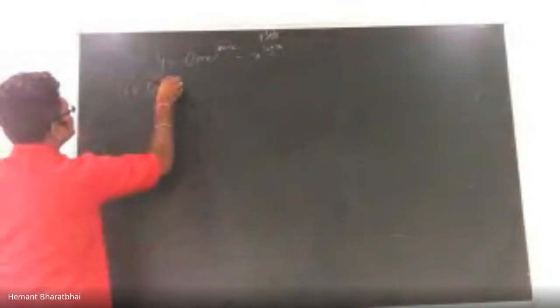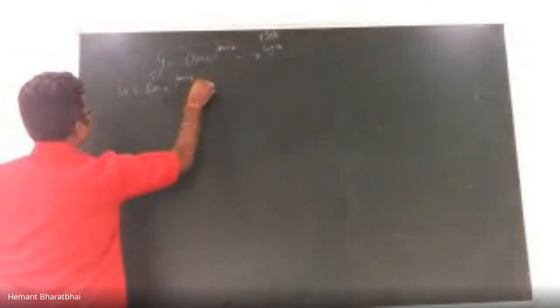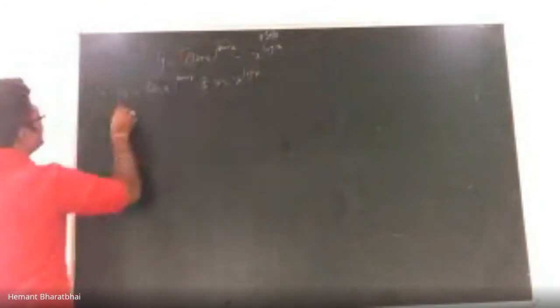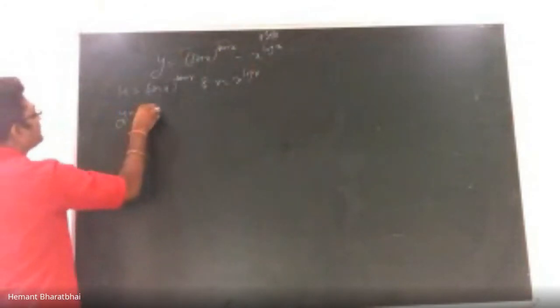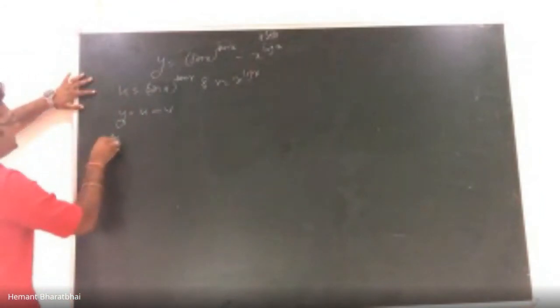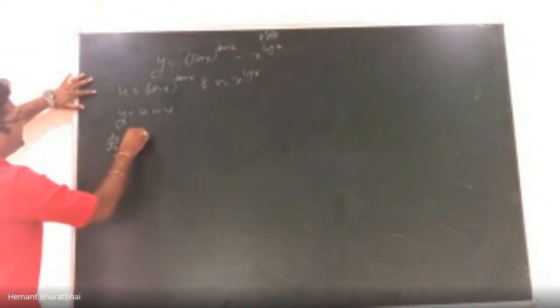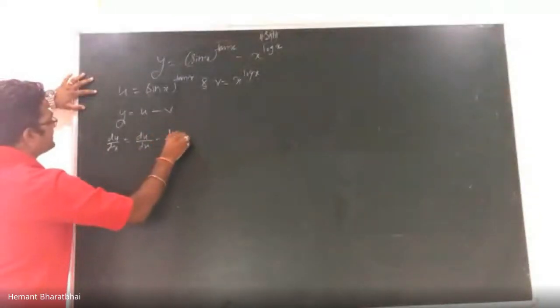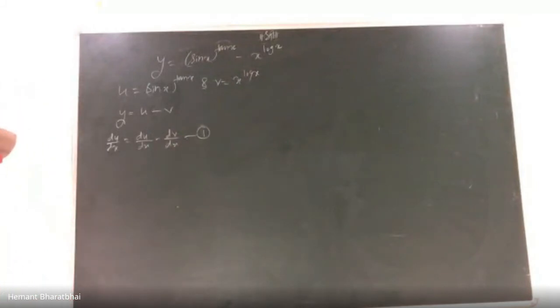So like last time, let u equal sin x raised to tan x and let v equal x raised to log x. The given problem can now be written as y equals u minus v. So now dy by dx will be du by dx minus dv by dx. Like last time, we'll find out the value of each.